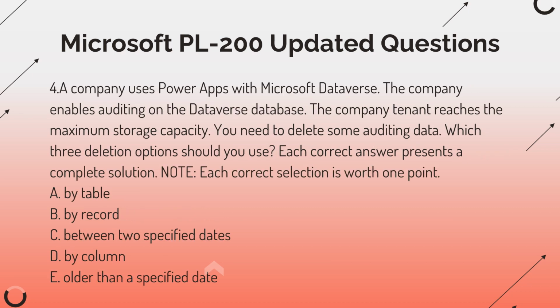4. A company uses Power Apps with Microsoft Dataverse. The company enables auditing on the Dataverse database. The company tenant reaches the maximum storage capacity. You need to delete some auditing data. Which 3 deletion options should you use? Each correct answer presents a complete solution. Note: each correct selection is worth 1 point. A. By table. B. By record. C. Between 2 specified dates. D. By column. E. Older than a specified date.